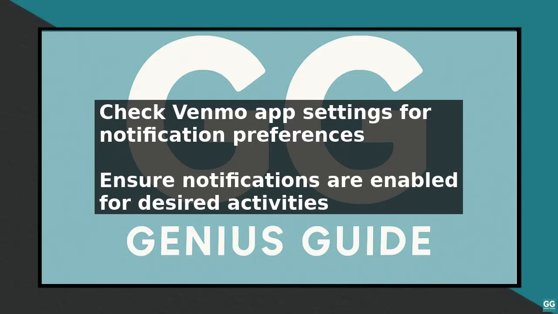To fix Venmo notifications, start by checking your notification settings within the Venmo app. Open the app and navigate to the Settings menu, usually represented by 3 horizontal lines or a gear icon. From there, select Notification Preferences to ensure that notifications are enabled for the types of activities you want to be informed about, such as payments, requests, and updates from friends.